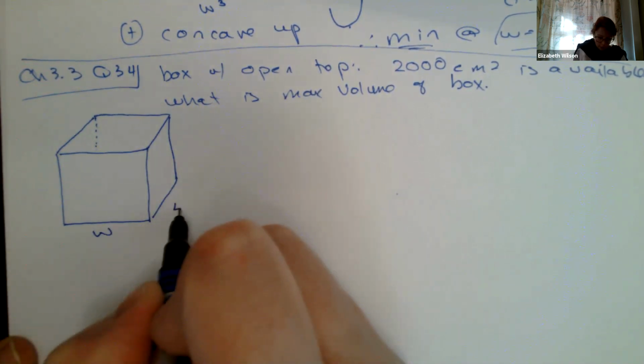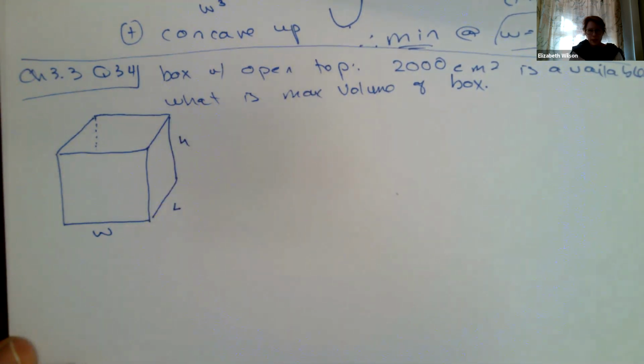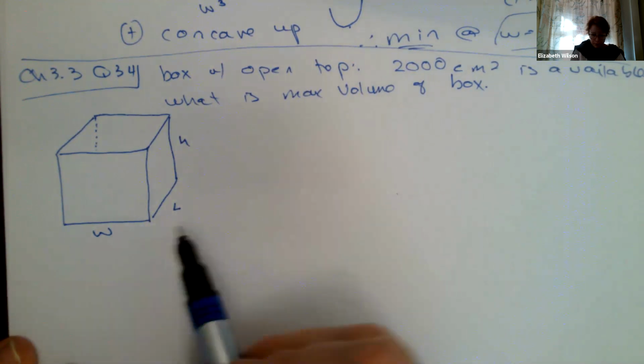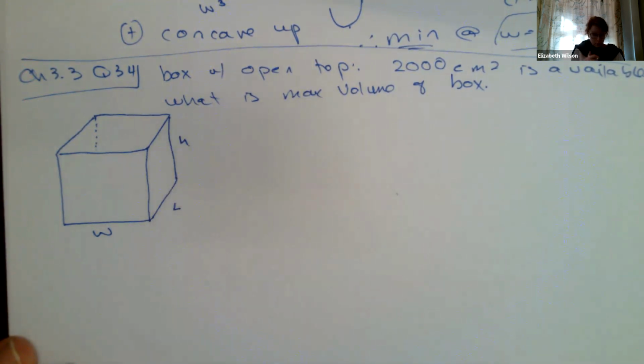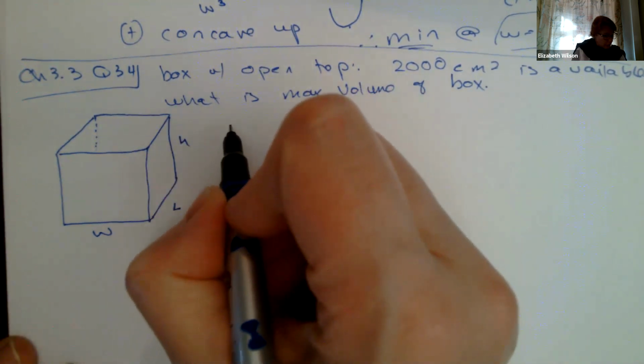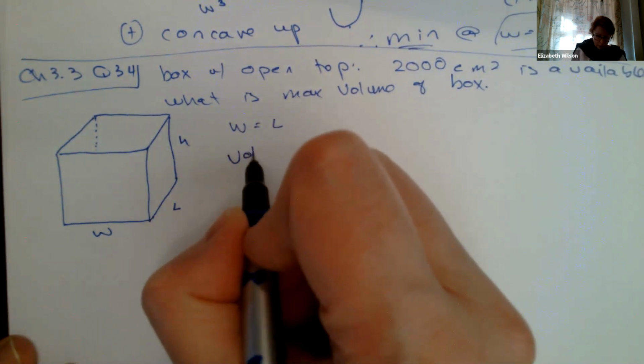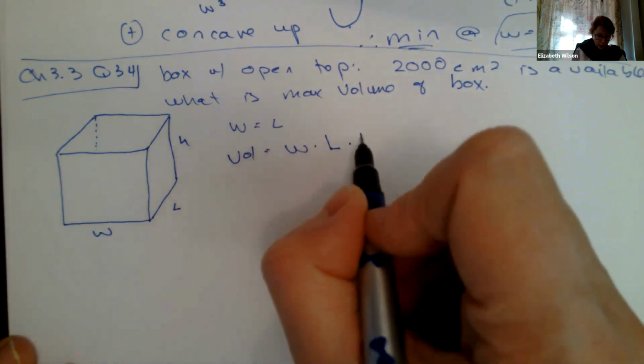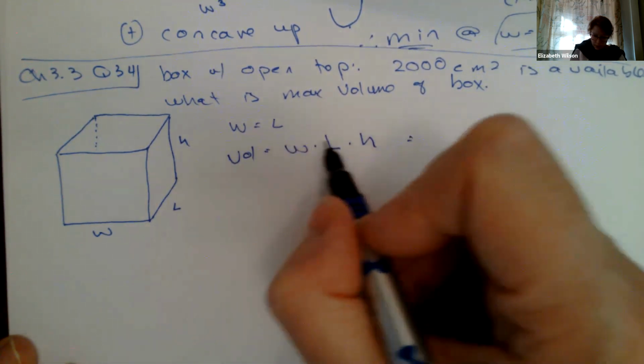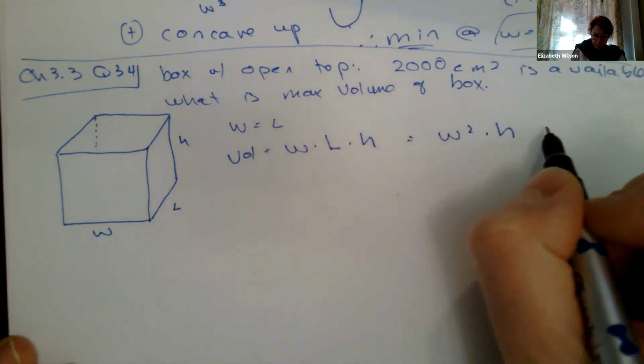So we have a width and a length and a height. It helps to draw pictures so that you can keep track of what it is you're trying to do. I'm setting up these dimensions myself, and we were told that width and length are the same, and then our volume is equal to width times length times height, which means, because these are the same, width squared times the height is equal to the volume.